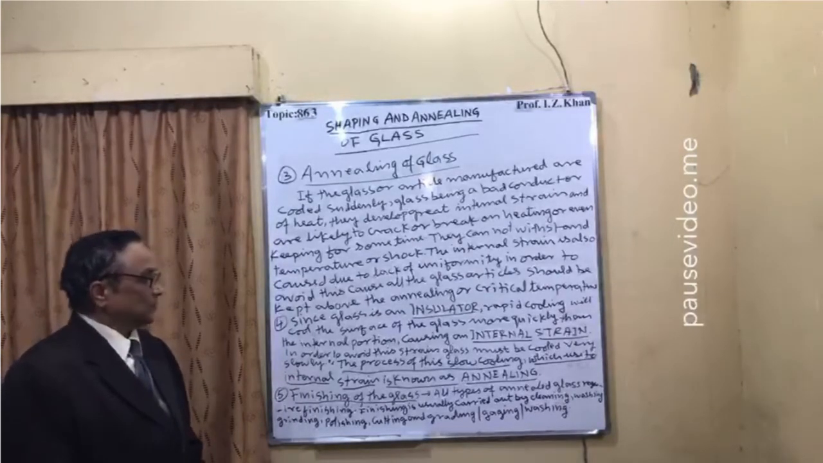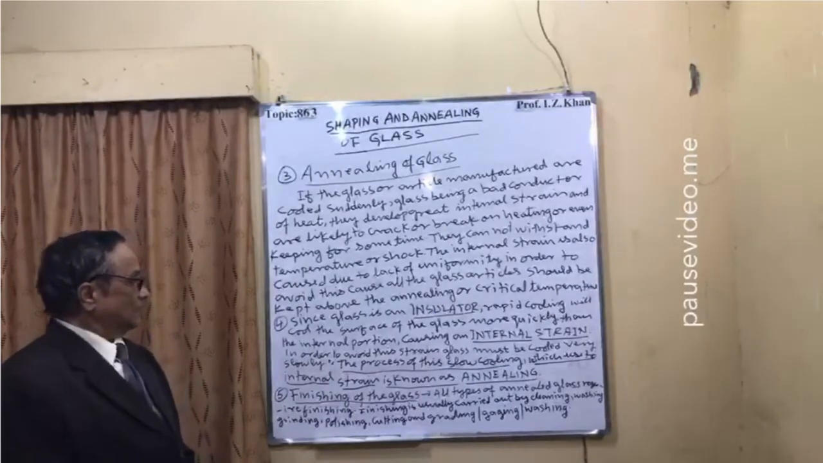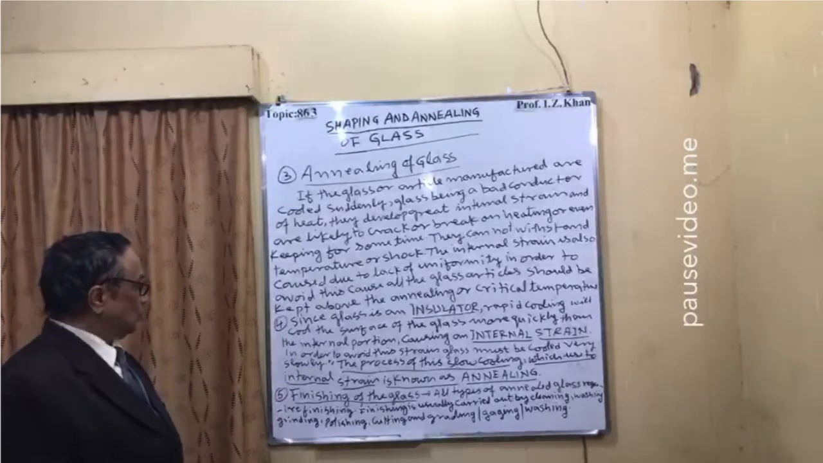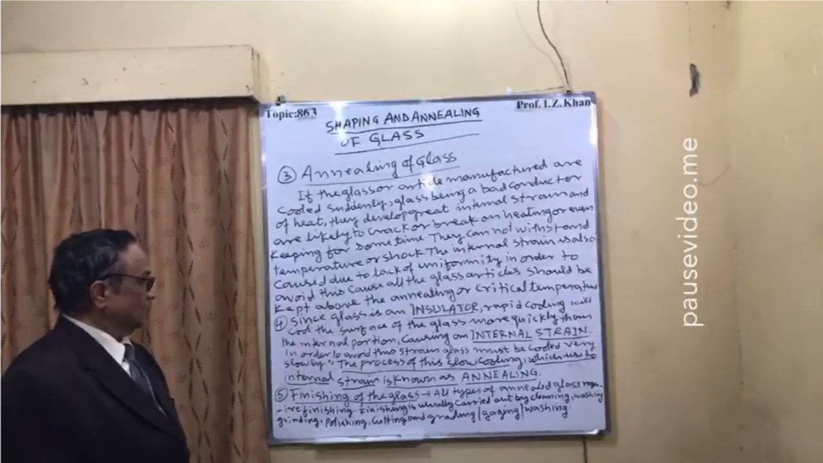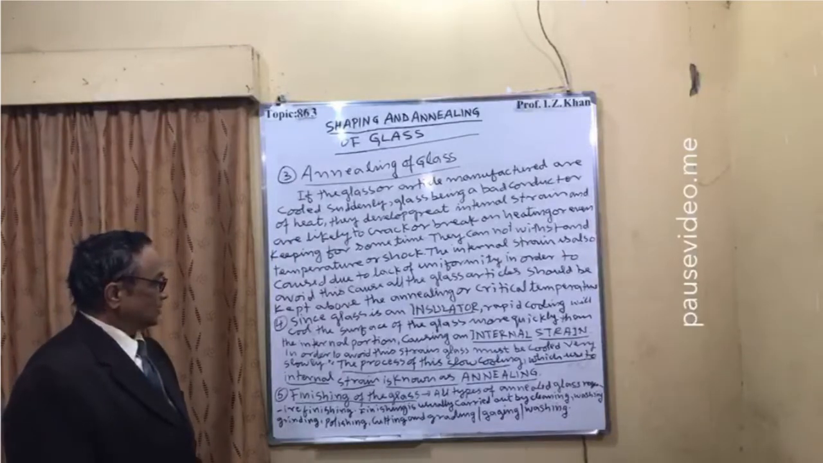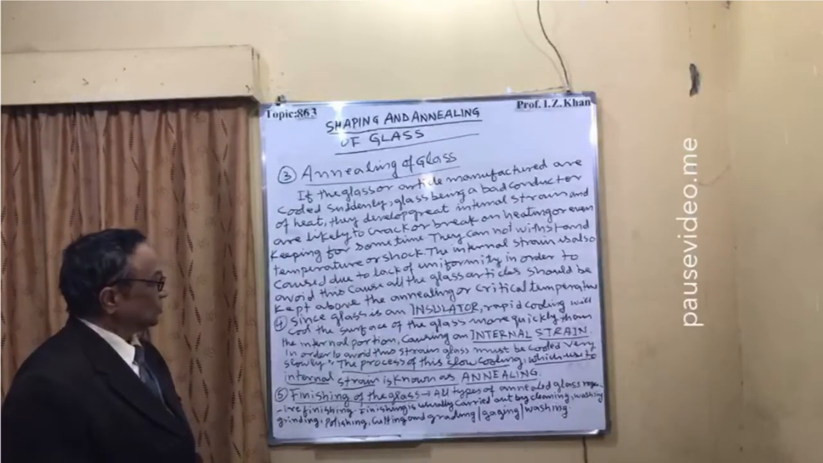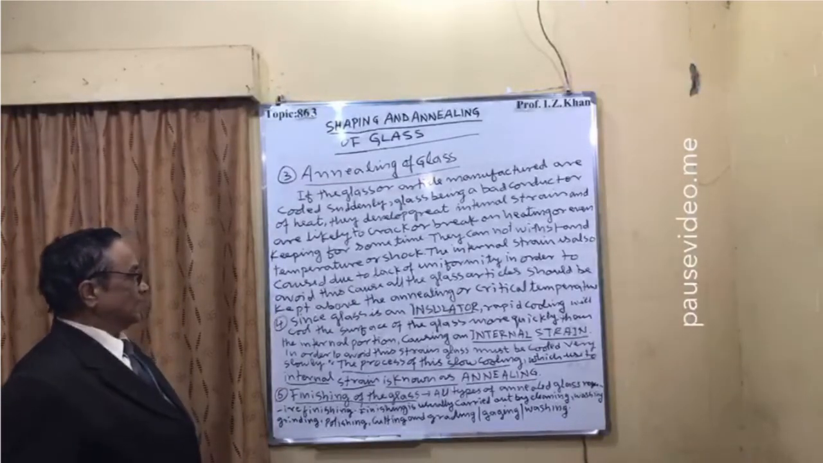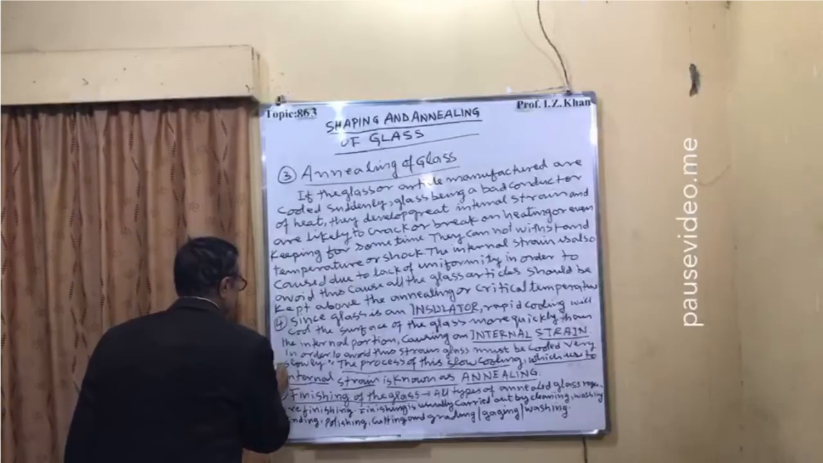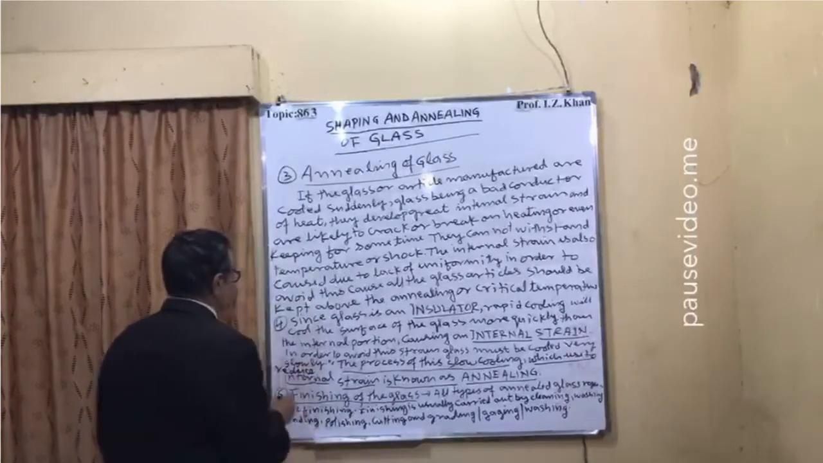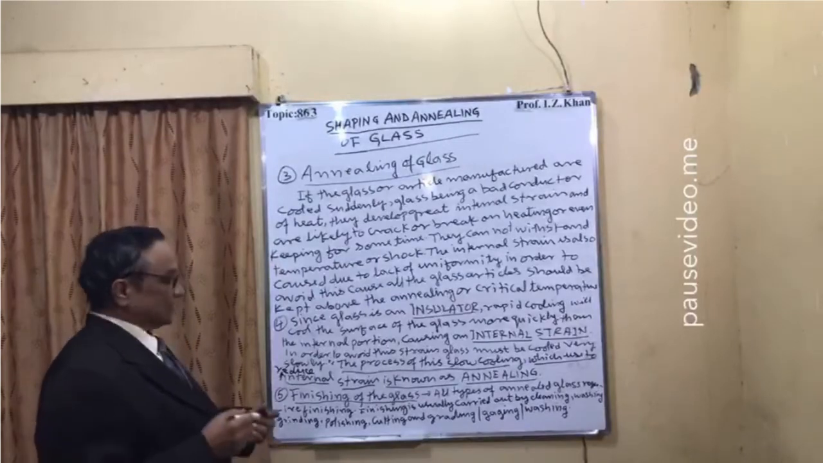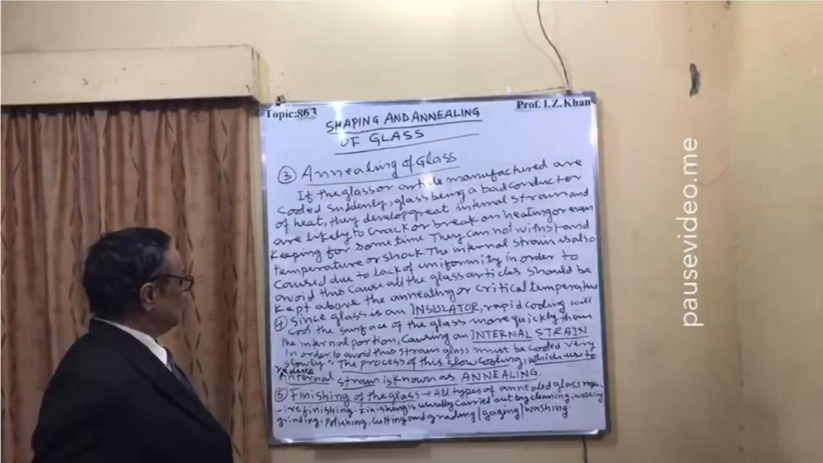The process of this slow cooling, again I am repeating, the process of this slow cooling, which is used to reduce internal strain, is known as annealing.